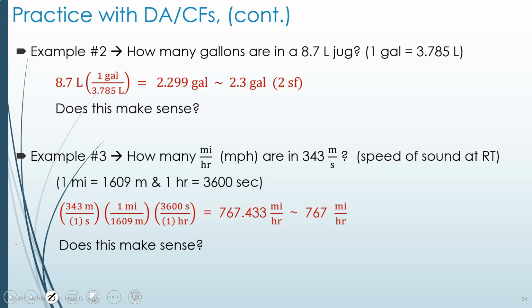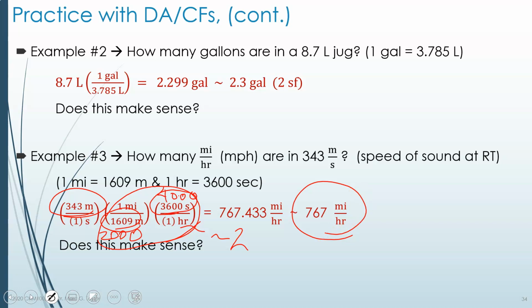Well, this is a little harder to do with a complex computation like this. You might not be able to do this right away, but you can say, okay, 343 meters per second, and I'm changing a couple things, and one has a conversion factor that's about 4,000, and one has a conversion factor that's about 2,000 on the denominator, on the bottom. Well, 4,000 divided by 2,000 is about 2, so this whole number is around 2. So if we multiply this number by 2, we should get somewhere in the ballpark of 700. And sure enough, we do. So it does, in fact, make sense.